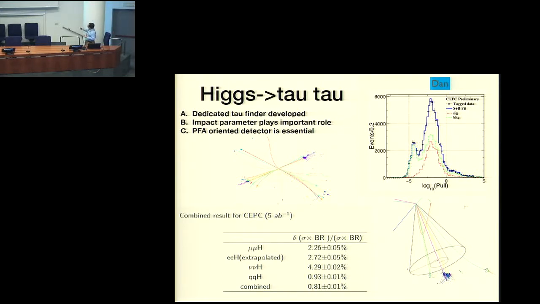The philosophy of the tau finder is something like this. We use cone angle to select the tau candidates. This is the so-called polar distribution, and the signal is here, and the backgrounds are from the Higgs to WW, fully leptonic or semi-leptonic decay backgrounds. This is the combined result, where we can get sub-percent precision.